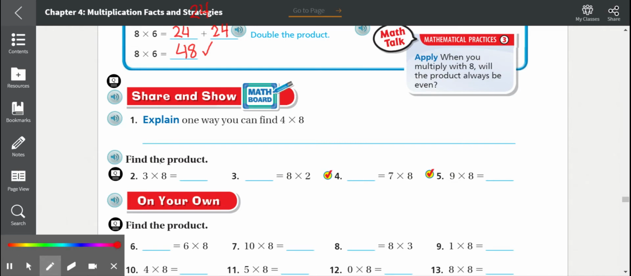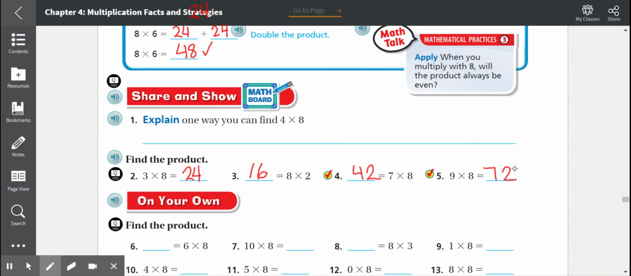Let's go ahead and find the product. So 3 times 8, that would be like 8 plus 8 plus 8. Well, 8 plus 8 is 16, plus 8 more would be 24. 8 times 2, that's just like doing 8 plus 8, 16. 7 times 8 would be 42. And 9 times 8 would be 72.